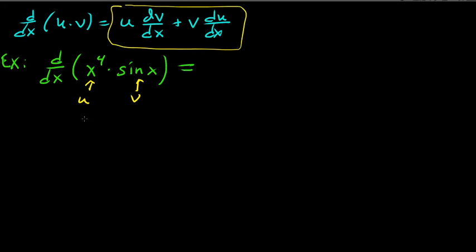So u is x to the fourth. What is the derivative of u? The derivative of x to the fourth is 4x cubed. And what's the derivative of v? The derivative of sine, well, I hope you know that by now. It's cosine. We did that in the last video. So now we have all the ingredients.